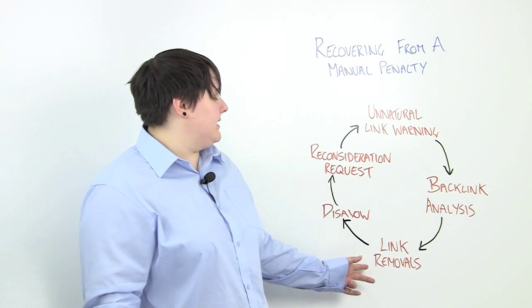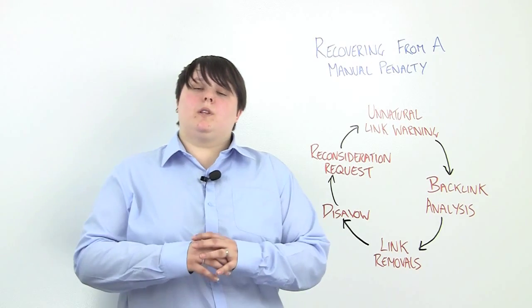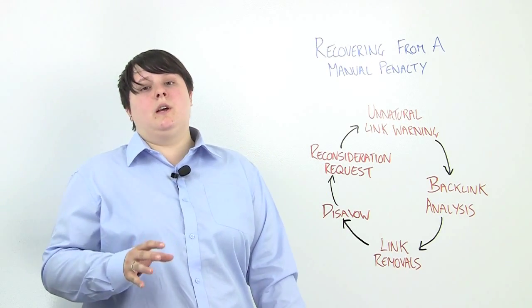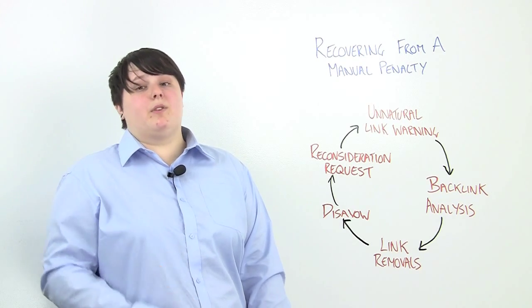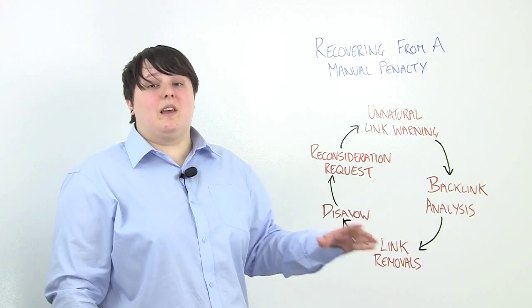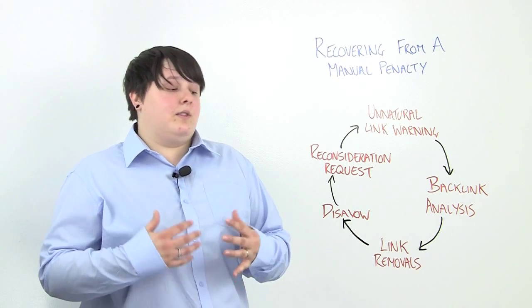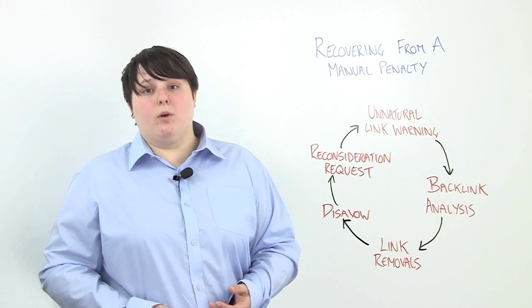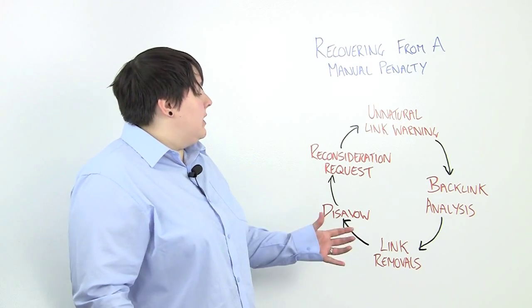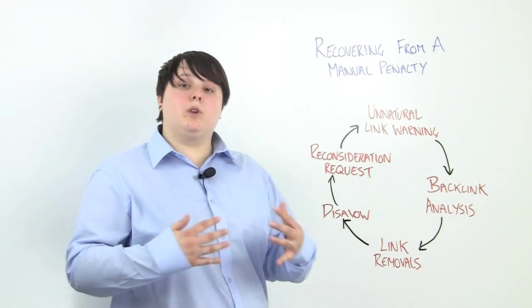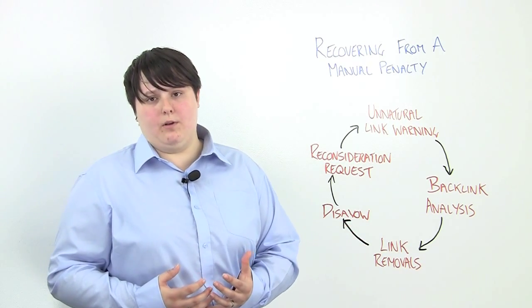Which brings me on to the next stage, link removals. Once you've got this conclusive list of links that you know you want gone, the first step to getting rid of them is, of course, to try and get them removed from the site itself. Now, this is equally painstaking, and the results are generally not very good. You may get a 1% removal rate. But the fact is, Google expects you to try and get these links removed before you go on to the next step. It wants you to make an effort to clean up your link profile.